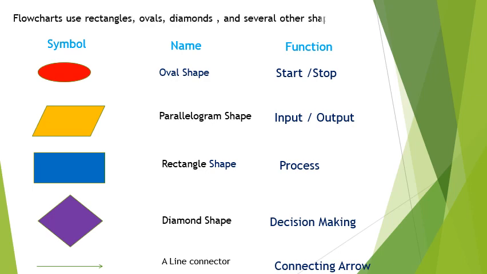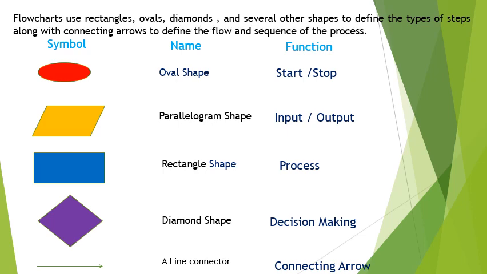Children, flowcharts use rectangles, ovals, diamonds and several other shapes to define the types of steps along with connecting arrows to define the flow and sequence of the process. This oval shape shown here is used for start and stop the process. Parallelogram is used for input and output. Rectangle will be used for process. Diamond shaped box is used for decision making. A line connector is a connecting arrow.